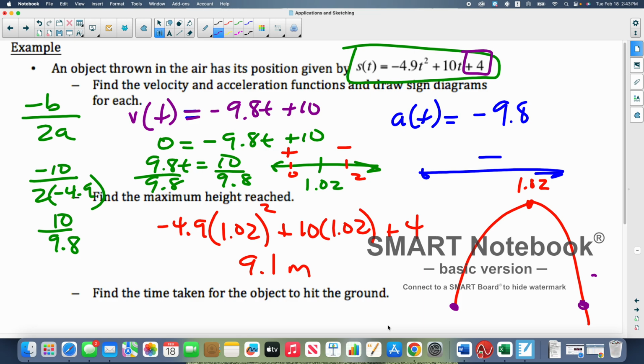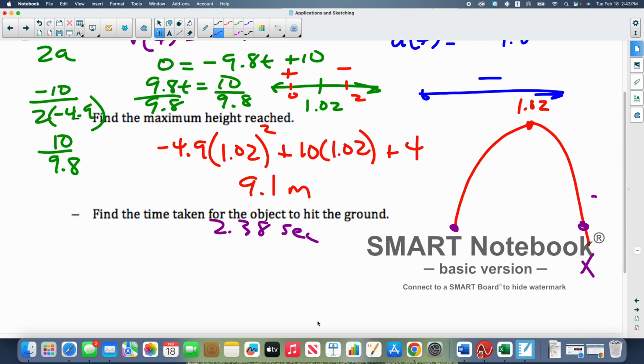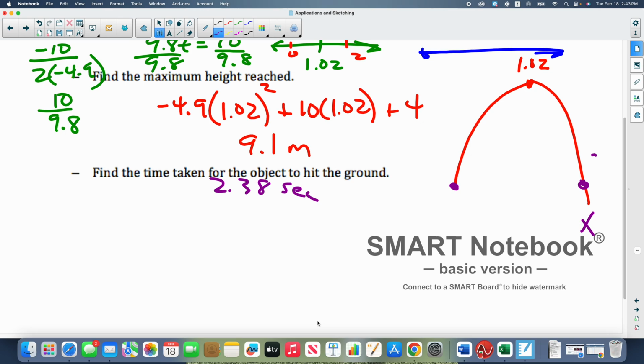Found that the time it took in our calculator, we said it was 2.38 seconds. Now, I want to do one last little thing with you here before we continue. The next question they may ask is, so when is the velocity increasing and when is the velocity decreasing? Or when is the object speeding up, when is the object slowing down?